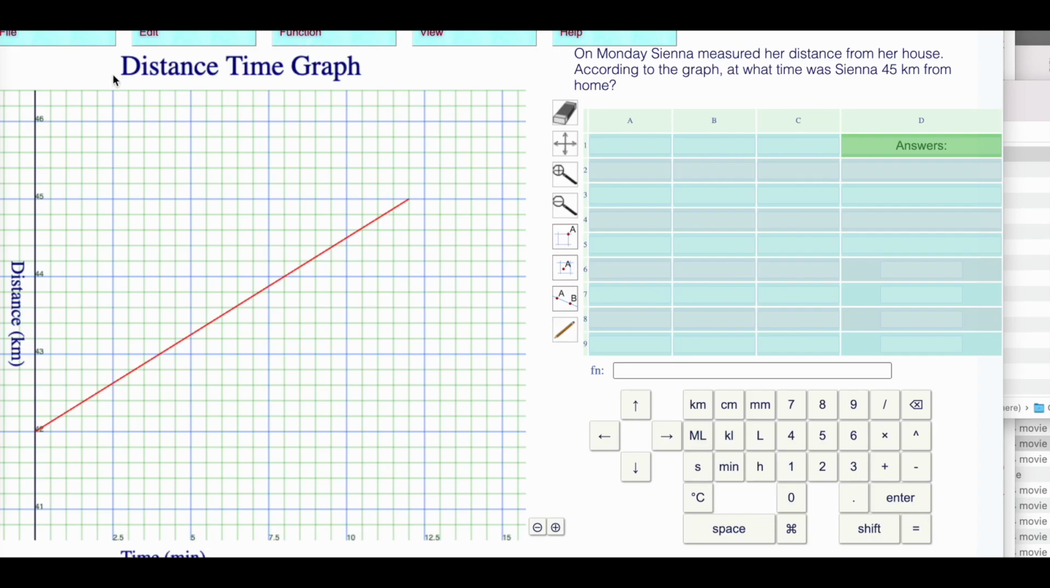Modes of representation math program. We're given a distance-time graph and we're given a question. On Monday, Sienna measured her distance from her house. According to the graph, at what time was Sienna 45 kilometers from home?